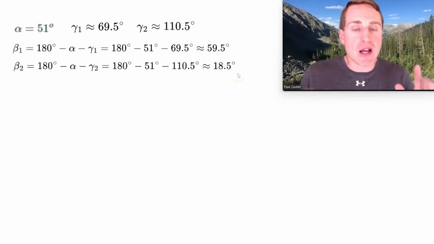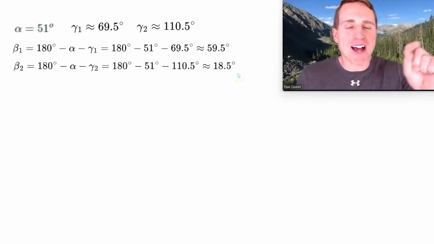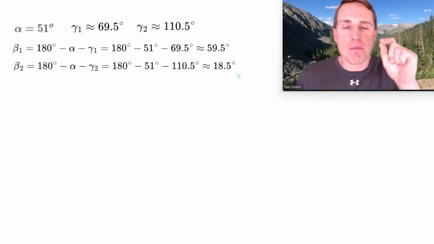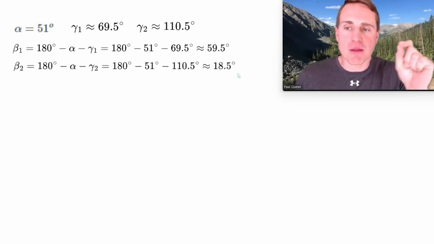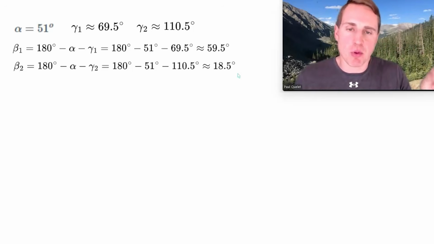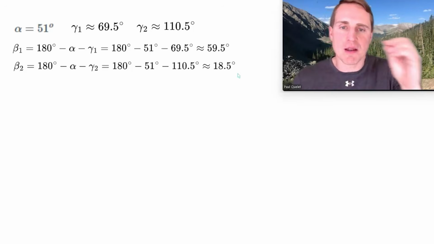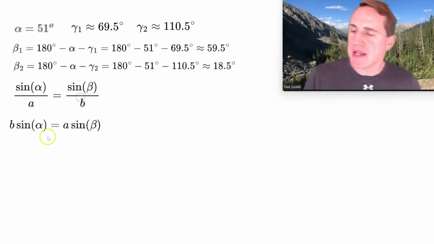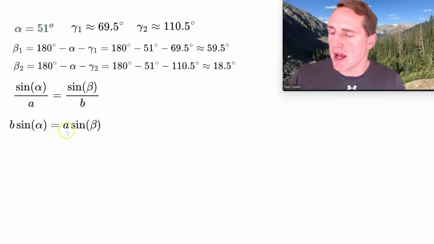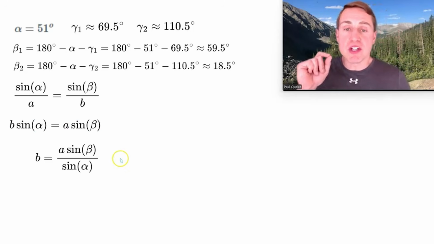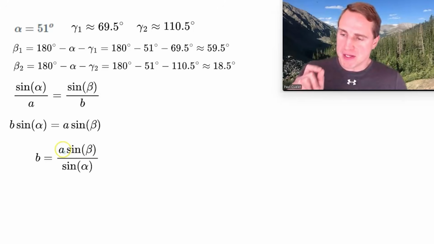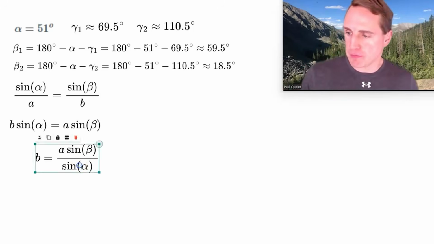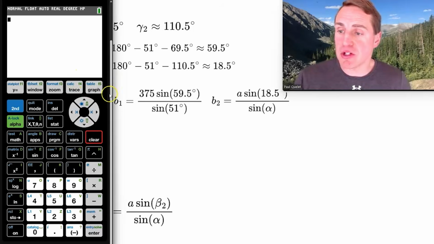So we're going to do the law of sines one more time, but this time we're going to allow for beta to be either 59.5 or 18.5. So we're going to get a formula for side length B, but we're going to plug in beta 1 once and then beta 2 the other time. So let's solve this for B by cross multiplying. So that's B sine alpha equals A sine beta. Let's divide by sine alpha. We just need to plug in the two different values of beta because A and alpha are known. Okay, so we have the numbers plugged in. Let's go ahead and do each of these calculations.